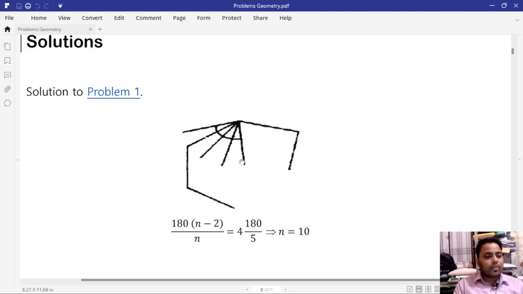This is the figure and these are the partitions of angles like this, and we know that 180 into (n minus 2) by n is equal to 4 times 180 by 5, and after calculating and simplification we can find out the value of n here, which is equal to 10. So this is a very basic problem, and you can solve this.